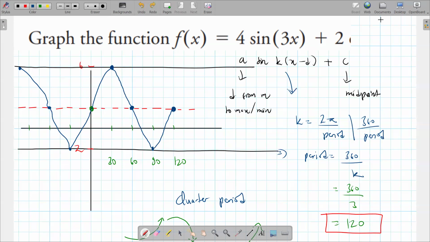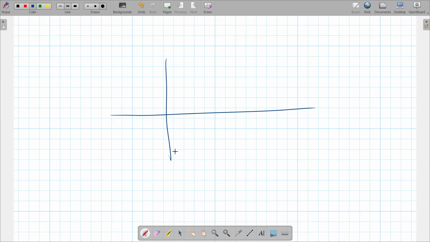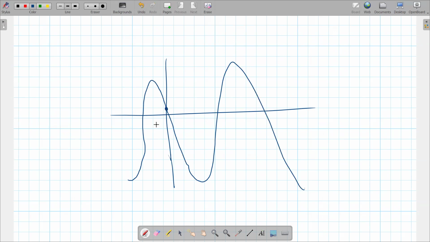How can I make this question more difficult? Notice so far the d was 0, right? So I could make this question more difficult by giving you a curve that does not start at the midpoint. So it just starts at some random point. You see that? The midpoint is here. So that's how I can make this question more difficult.